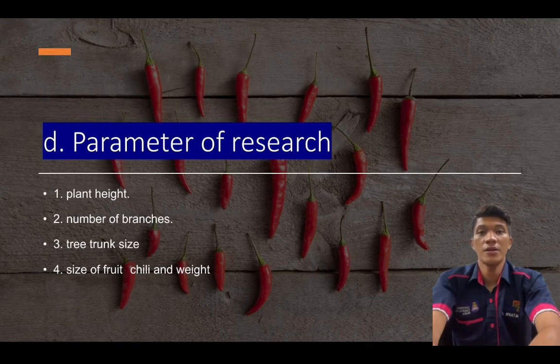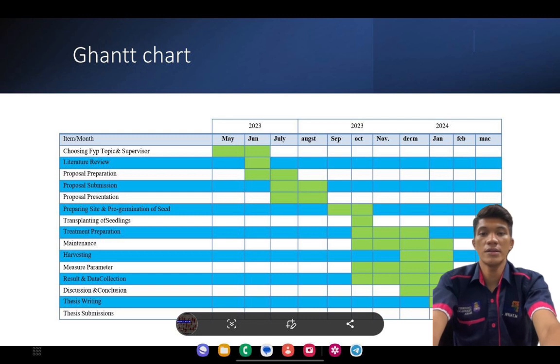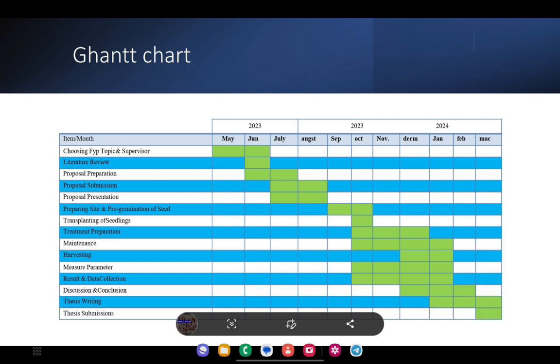For the parameters of the research, I will do observation based on plant height, number of branches, tree trunk size, and the size of the chili fruit and weight. For the Gantt chart, this is an example Gantt chart. I will do the experiment from May until March 2024.